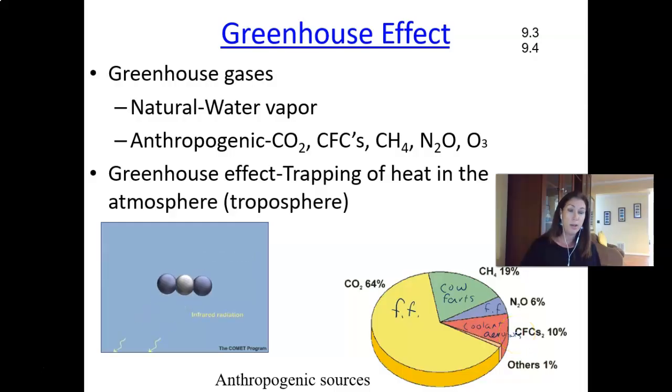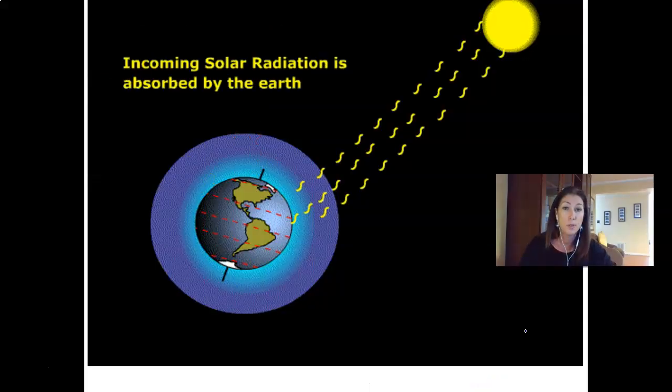Now what we're going to learn about in a later part of this unit is that CFCs will make their way to our stratosphere and actually cause more problems up there with our ozone layer. But in the troposphere, they do act as a greenhouse gas.